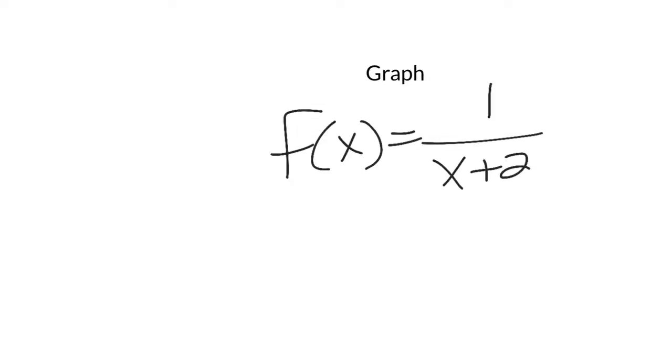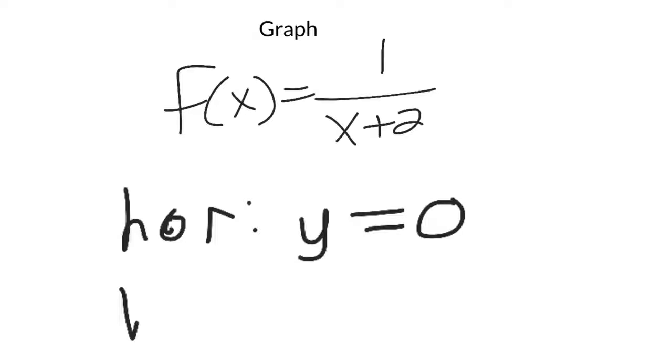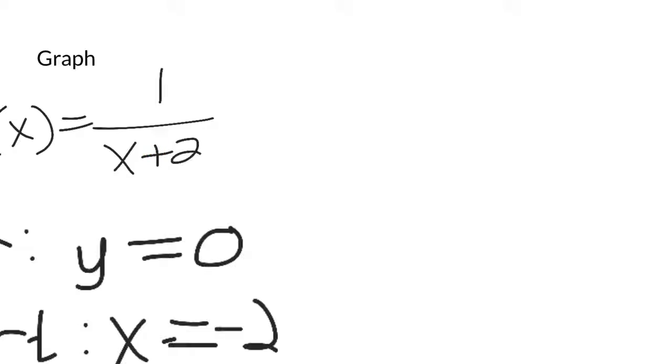So if you have to graph a function without a graphing calculator, you should start by finding the asymptotes. You could go back and study a video where we decide how to make horizontal and vertical asymptotes. This one has a horizontal asymptote at y equals 0. This one has a vertical asymptote at x equals -2, because -2 is what you'd plug into the denominator to make it 0.